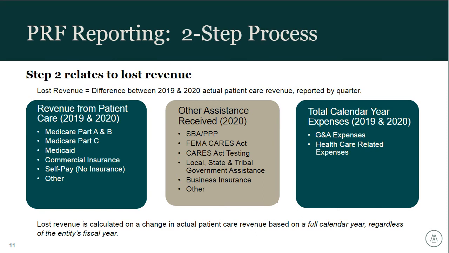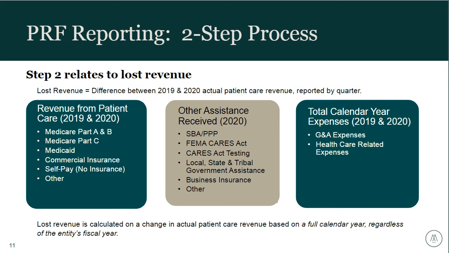So that's step one: your expenses attributable to coronavirus not reimbursed by another source. Step two is then lost revenue. If you have not used up your full award on those expenses, then you can look toward lost revenue. This has been redefined and re-redefined, and where we are today is that this is the difference between 2019 and 2020 actual patient care revenue. It is reported by quarter, but they look at the full year of that revenue difference and that change year over year. And so you'll be reporting also by payer.